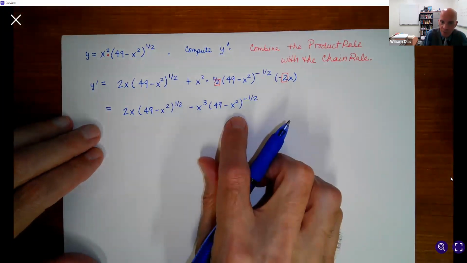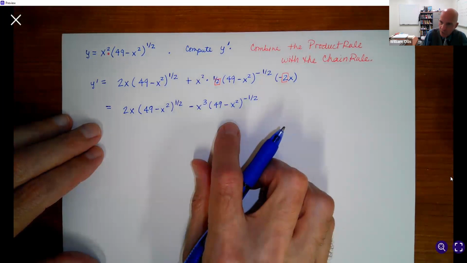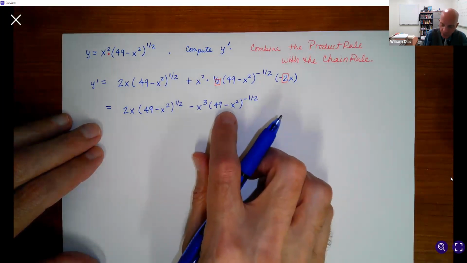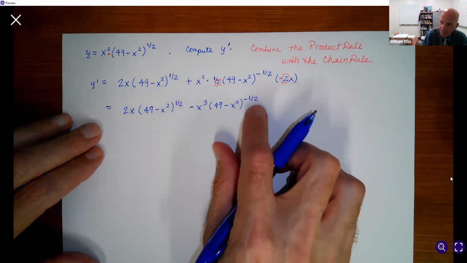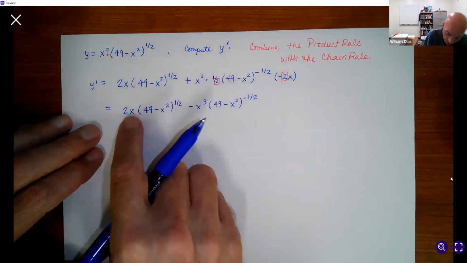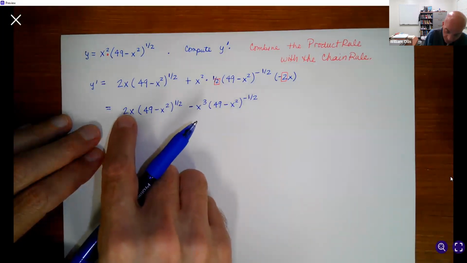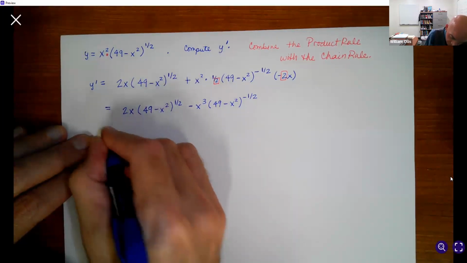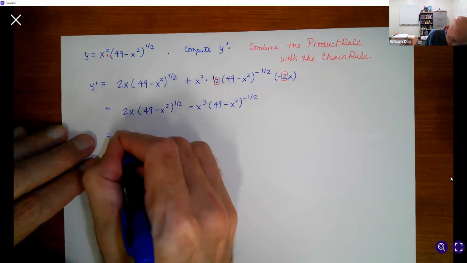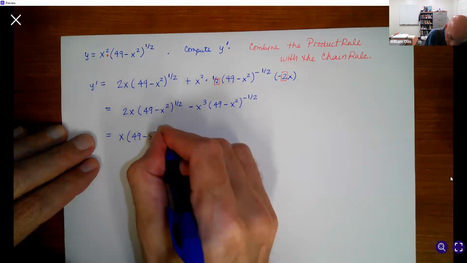Now, just like you learned in pre-calculus, we can often, instead of maybe writing these as fractions and taking this downstairs, just factor the least power of the 49 minus x squared. That works really well when we've got the half powers here. And then notice, we can go ahead and factor the x, and then we could probably factor the 2, but let's just see what's going to happen when we do this. So we'll factor the x, and then the 49 minus x squared to the negative 1/2.